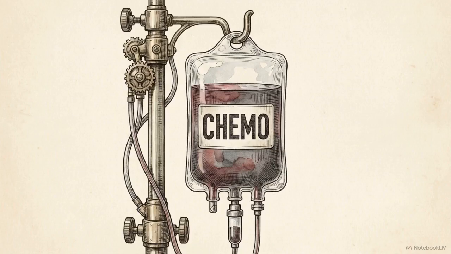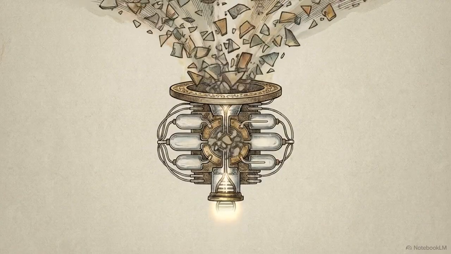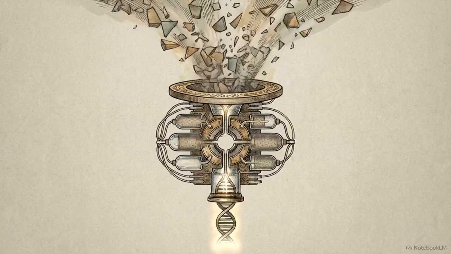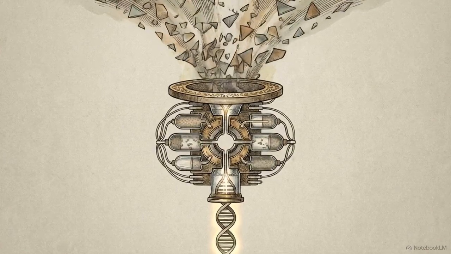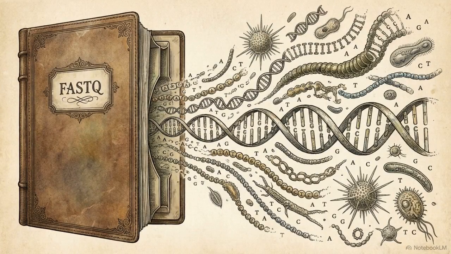If a random machine error is misinterpreted as a real mutation, a patient may be prescribed an ineffective or even harmful chemotherapy. Because of that risk, raw sequencer data cannot be used for diagnosis. Before a doctor ever sees the results, every data point must survive a series of bioinformatic filters, the quality control pipeline. The process begins with the FASTQ file.